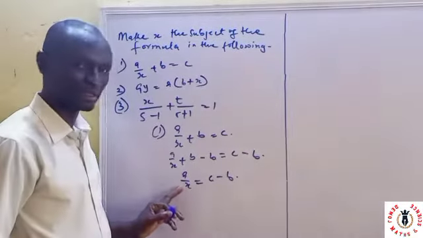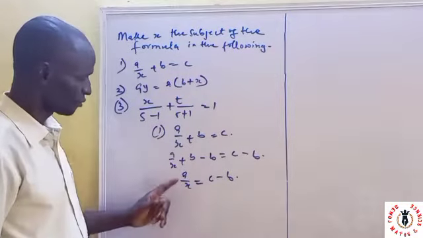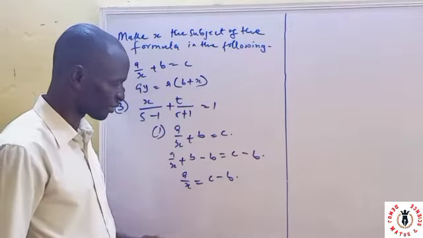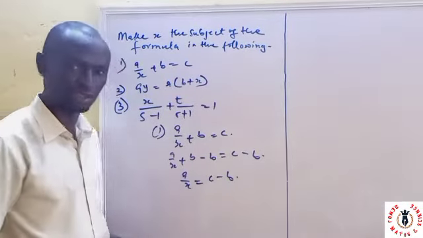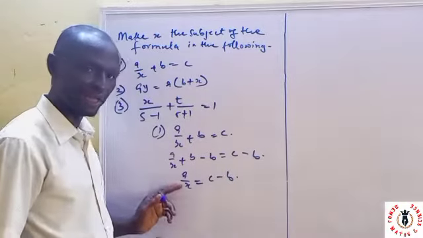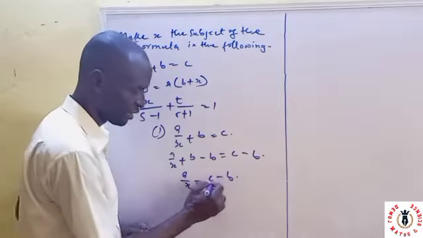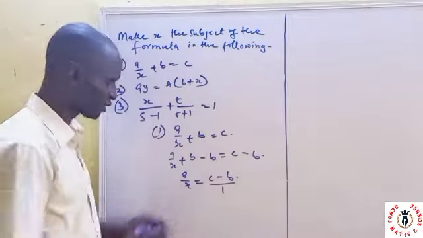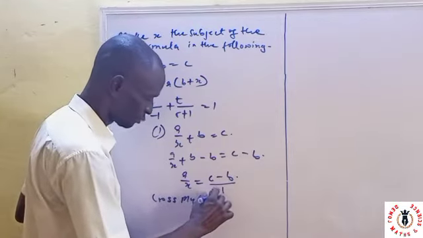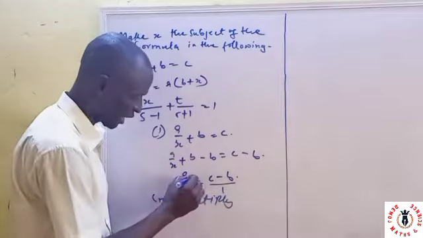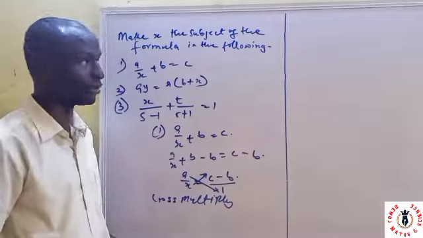If a over x is equal to c minus b, and I need to make x the subject of the formula, look at it critically. You see that x is dividing a, and this is as good as c minus b over 1. I'll decide to do what? Cross multiply. If I cross multiply, a should multiply 1 and x multiply c minus b.